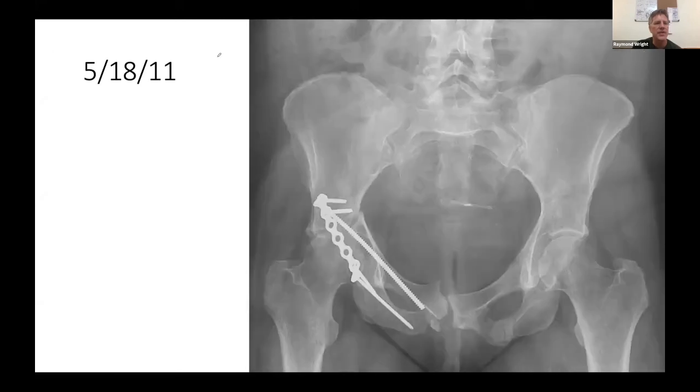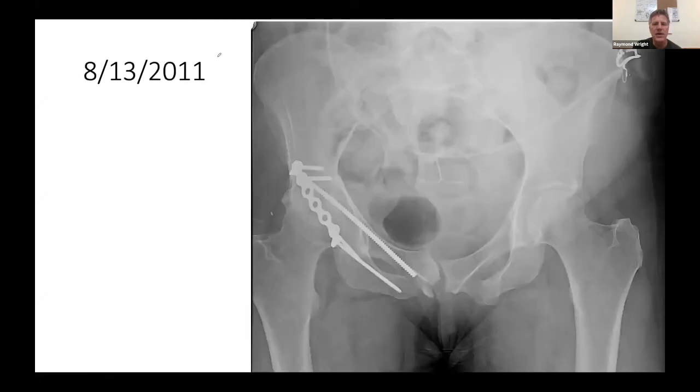And this is March of 2011. Here she is at about her 3 month mark, and she really, really wants to walk. It was hard to hold her back. And you can see now, in addition to her acetabulum, we're having some incongruity of her symphysis pubis. She's not having pain there. She's having pain really in her anterior hip. So she gets to walking, and then she comes back in August, about 6 months, and you can see the geometry of her acetabulum just kind of melting away right in front of us, and she really just wants pain medicine and doesn't want any further intervention at this point.